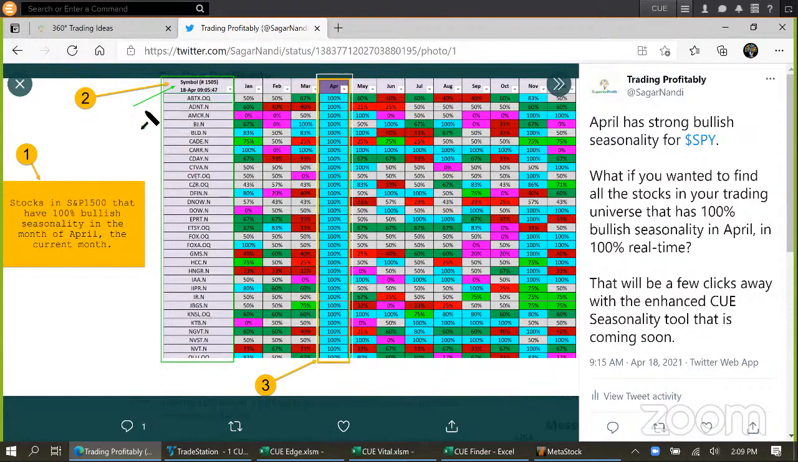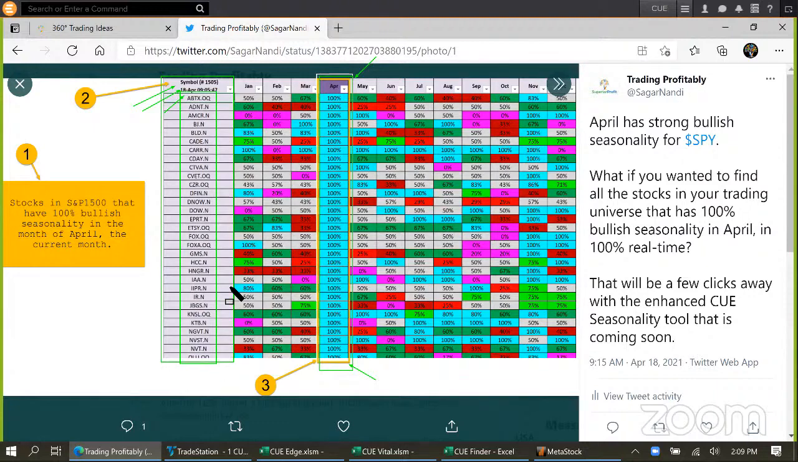Here I ran it on S&P 1500 stocks. You can see real time. And then I sorted the data by April's seasonality. And these are the stocks that are having 100% bullish seasonality in the current month. If you are bullish, you could look at them.